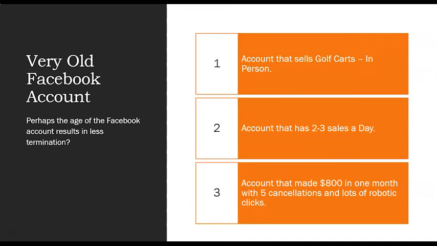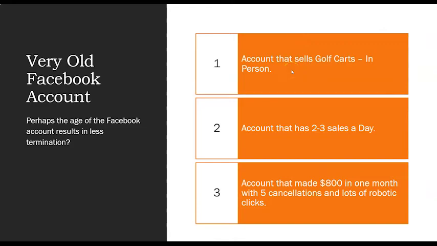Here's the other thing before I get into the 3 people. My account is about 10 years old on Facebook. So I believe maybe having an older Facebook account allows you more leeway, because, as you can see, I definitely abused my account. I haven't been banned yet, so maybe because it's old, they don't really care. I'm not sure. But let's get into the 3 different people that got banned.